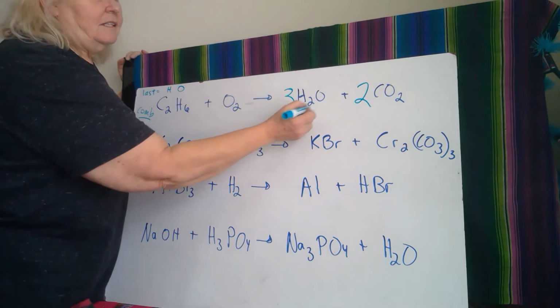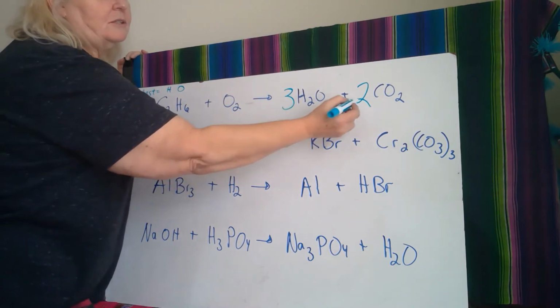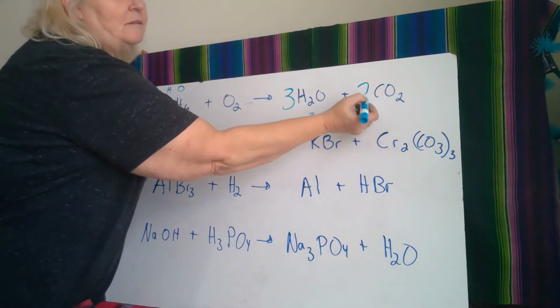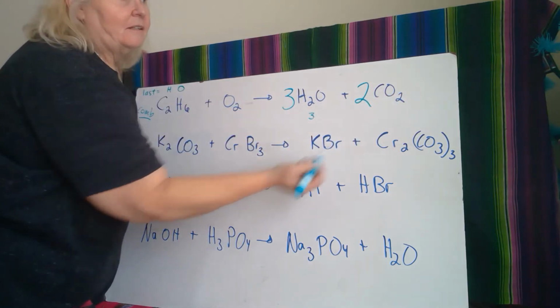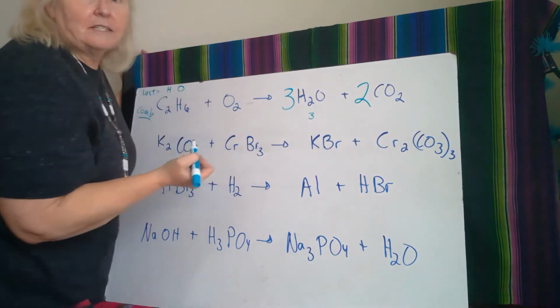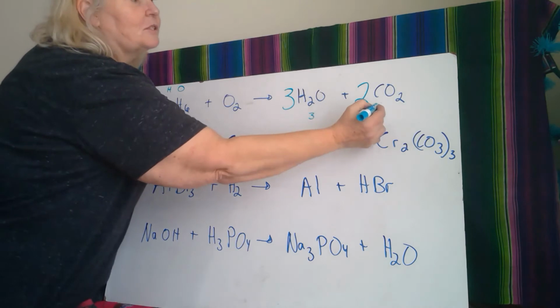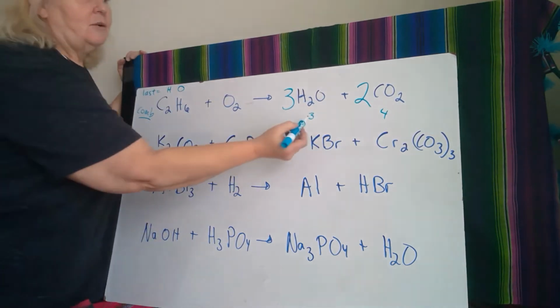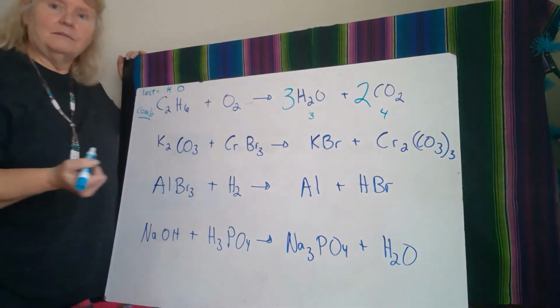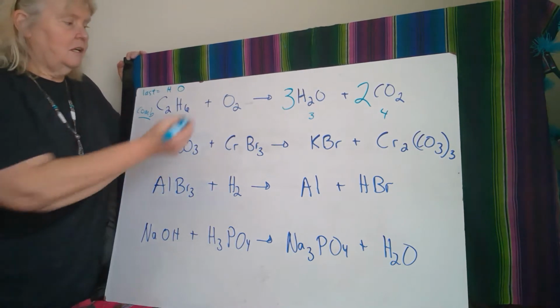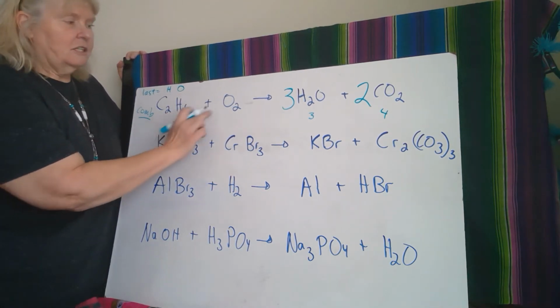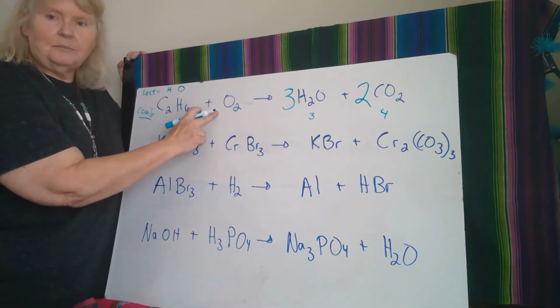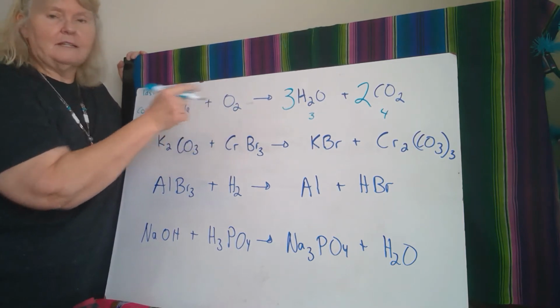So let's add these. I've got 3 oxygens here, and I have 2 times 2. Remember, this 2 multiplies everything, and this 2 only multiplies that oxygen. So 2 times 2 gives me 4. So add 3 plus 4, that gives me 7 oxygens. I don't have any oxygens here, so I need to put a number that will multiply 2 to make 7.